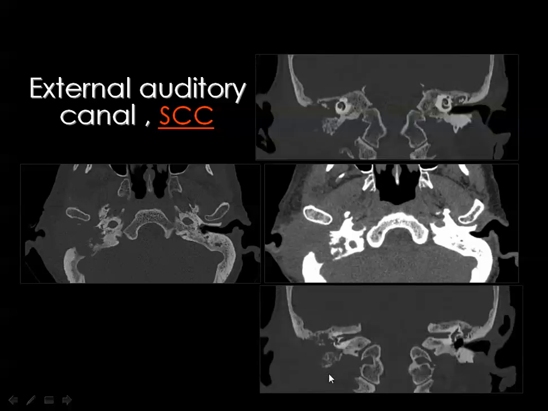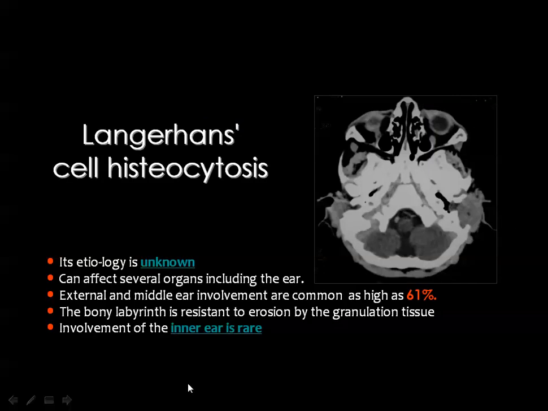And in the coronal images, you can see the extent of bone destruction is involving most of the petrous bone except for some of the inner ear structures as well as the internal canal. You can also see the destruction of the middle ear cavity, and these are the remnants of the ossicles, erosion of the tegmen tympani, and this has been pathologically proved to be a squamous cell carcinoma of the external canal.